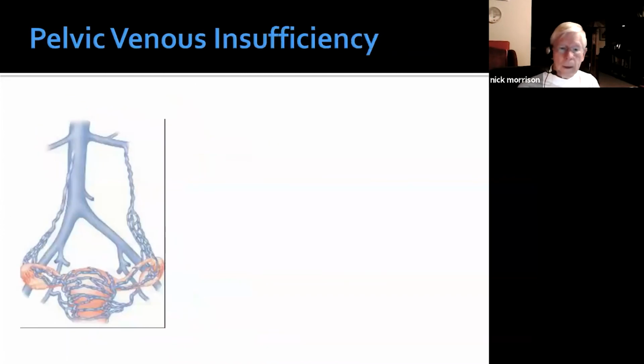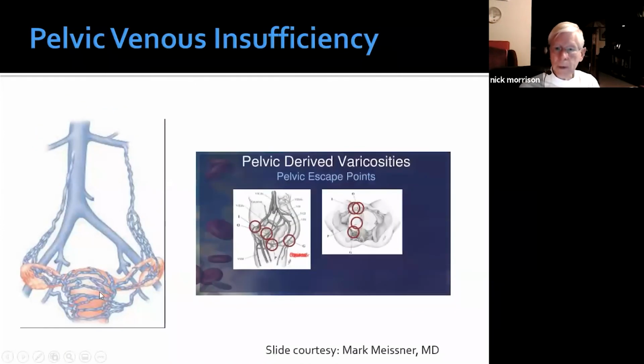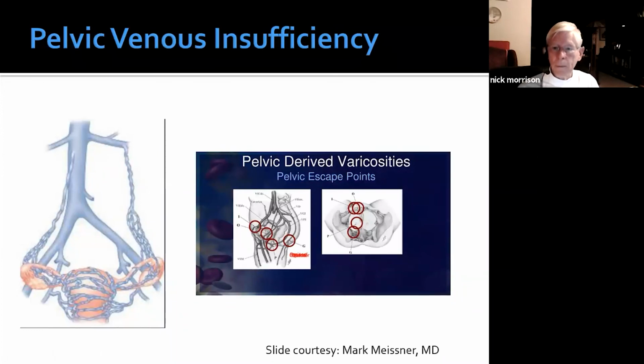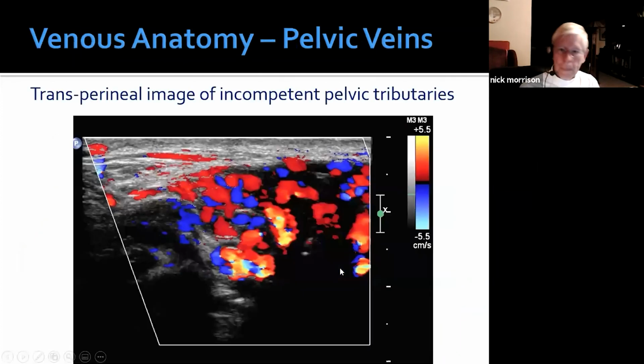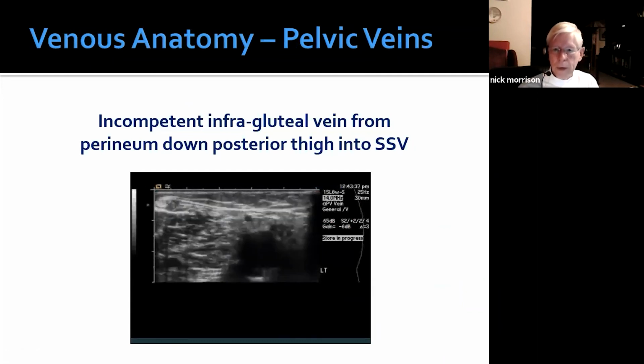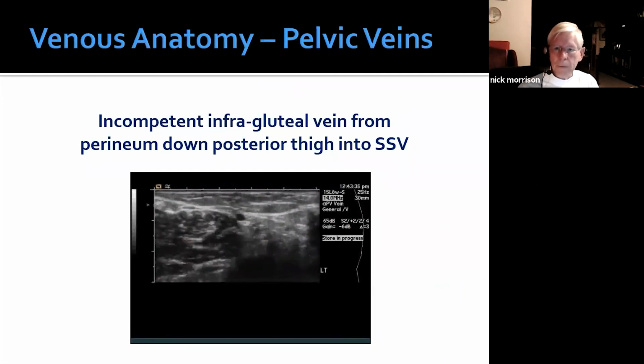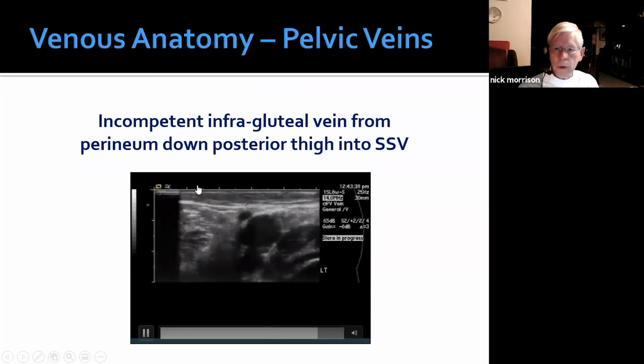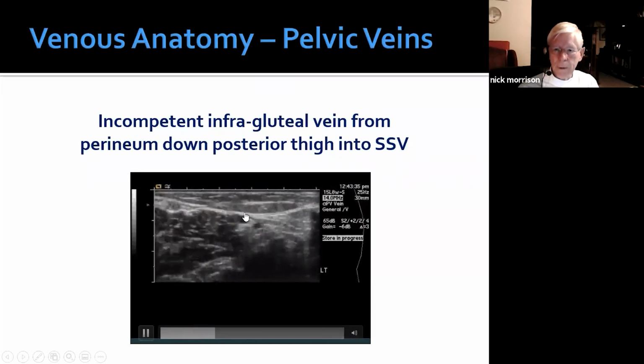This is that nest, and I'm going to show you an ultrasound image of it. There are lots of what they call pelvic escape points, the obturator, the gluteals. They all come out of the pelvis and down into the leg. And that's a typical ultrasound image of incompetent pelvic tributaries. If you do a power Doppler, you'll see this mess down in the pelvis, and you know that that's pelvic venous insufficiency. And then this is an ultrasound image of an incompetent infragluteal vein coming down and joining the small saphenous vein there.